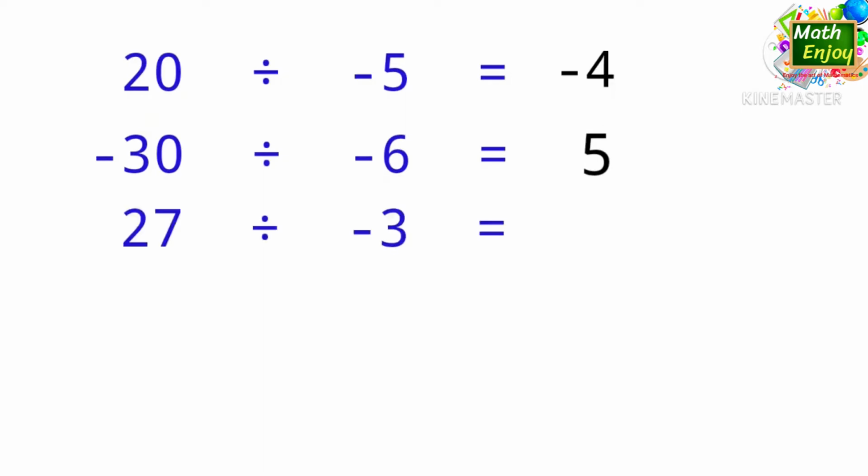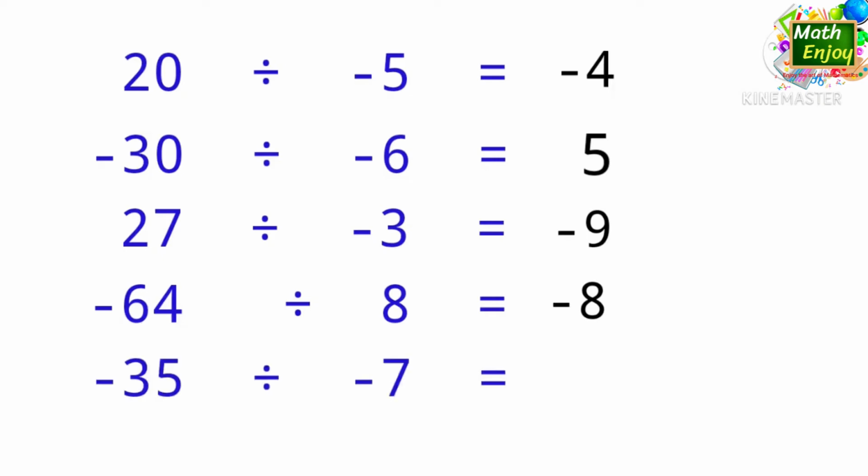Next one, 27 divided by minus 3. 27 divided by 3 is 9. One is positive and the other one is negative. So the answer is negative. Answer is minus 9. Next one, minus 64 divided by 8. One is negative and the other one is positive. So answer should be negative. 64 divided by 8 is 8. Answer is minus 8. Last example, minus 35 divided by minus 7.